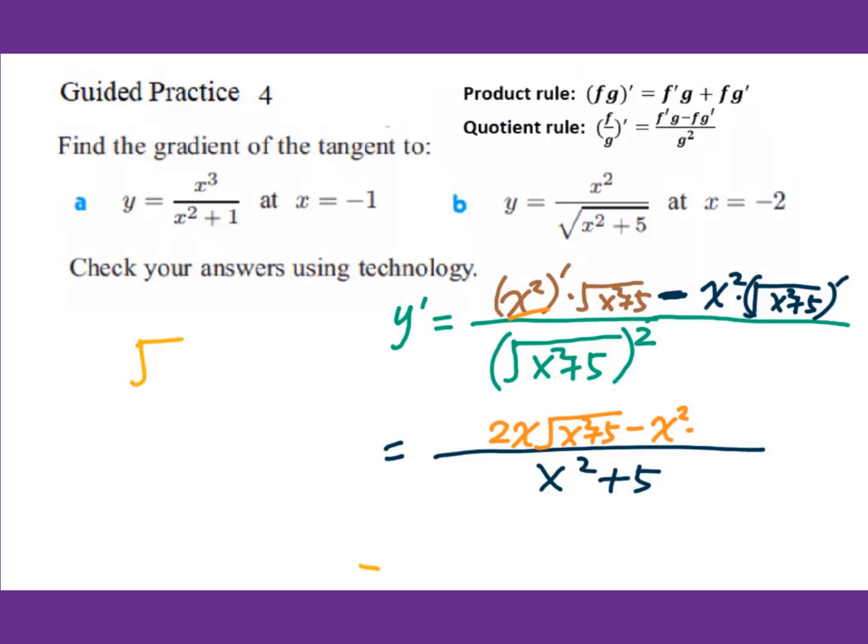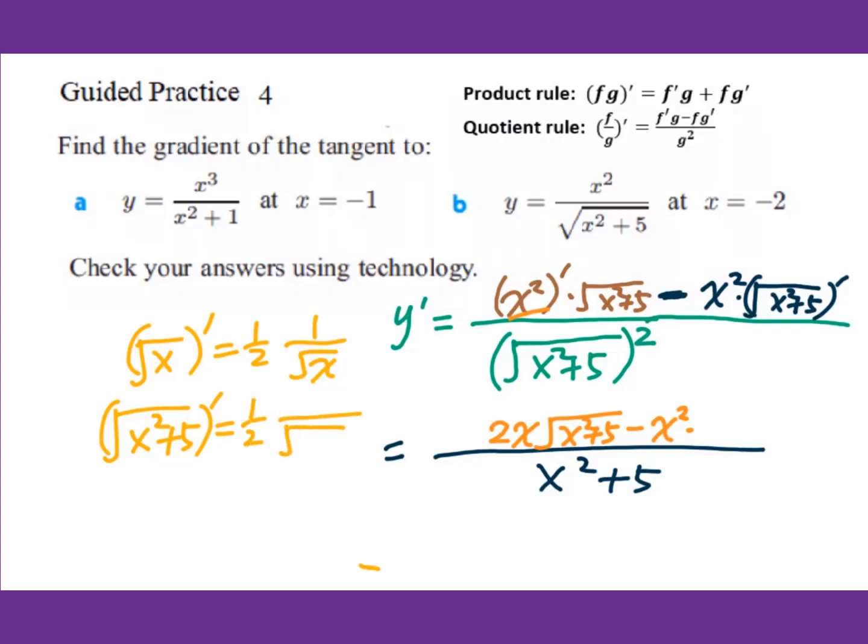Remember that derivative of square root of x will be 1/2 times 1 over square root of x. Therefore, for square root x squared plus 5, you will get 1 over 2 square root x squared plus 5. Then you have to do the derivative for x squared plus 5, that's 2x. So we write down over here, that's 2 square root x squared plus 5. Top is 2x. Reduce.